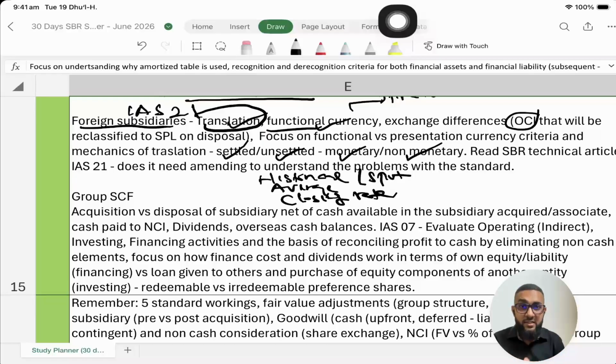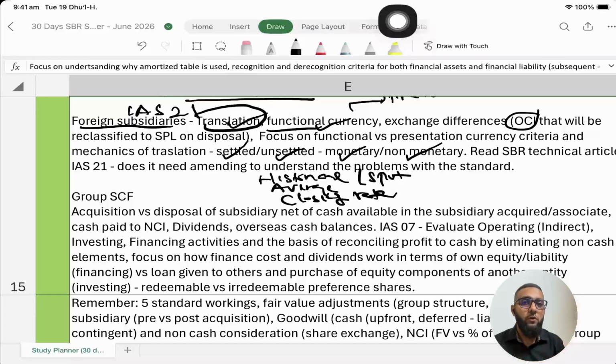If there was cash in a subsidiary, you pay an amount to buy that subsidiary, but when you look at the cash flow impact, you are getting back some of the money you paid because they already hold some cash, right? So the actual payment to acquire the subsidiary was lesser. Okay, so you have to always do a net.